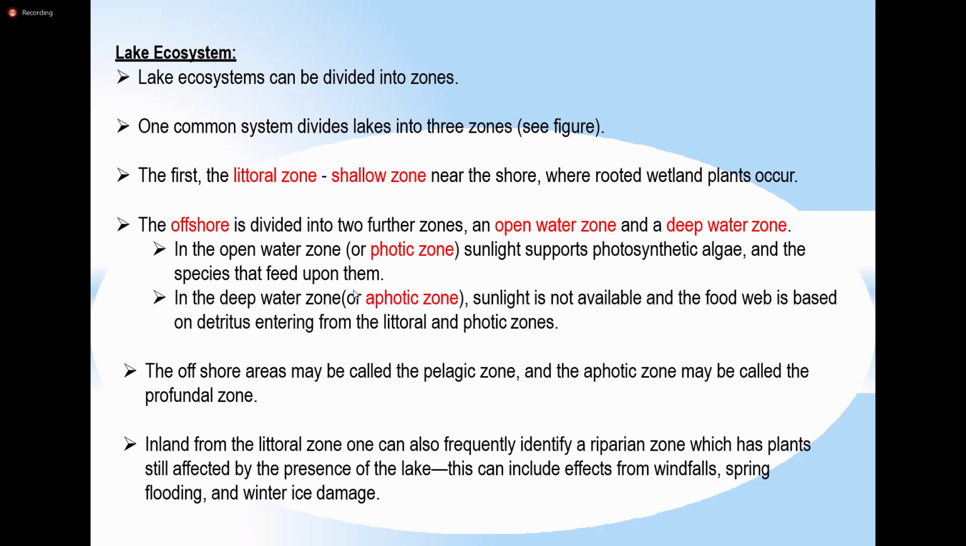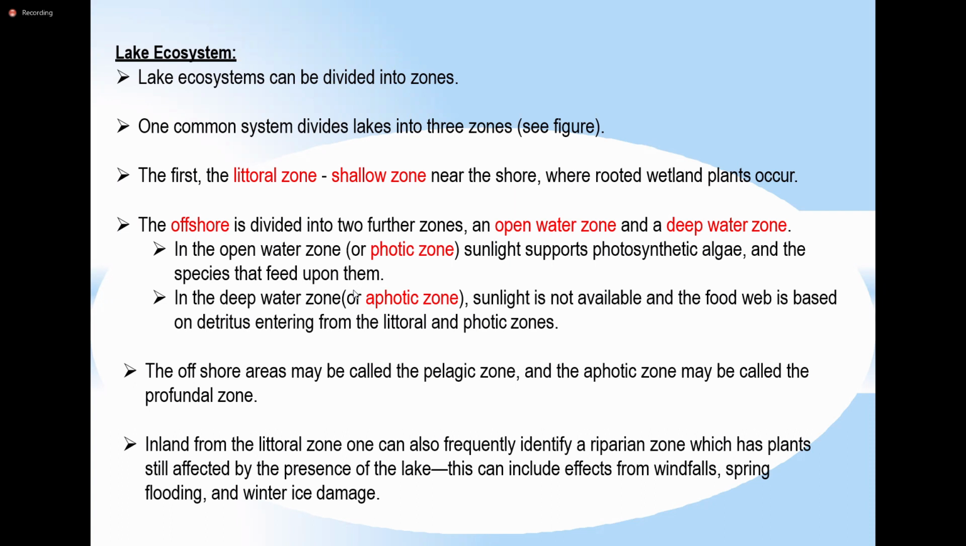So the shallow zone is associated with the littoral zone and photic zones. The offshore area may be called the pelagic zone, and the aphotic zone, which is the deeper water zone, may be called the profundal zone. So you have to be careful about the names, which also mean the same thing. For example, the pelagic zone is called the offshore area, and the aphotic zone is called profundal. So if a question comes about the profundal zone, don't get confused. It is nothing different from the aphotic zone.